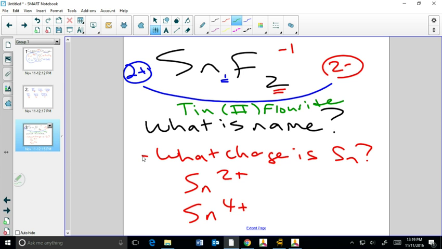And that Roman numeral tells me the charge of the metal. It doesn't tell me how many of them there are. There are not 2 tins there. You can see that there's only 1. It tells me the charge of that metal.